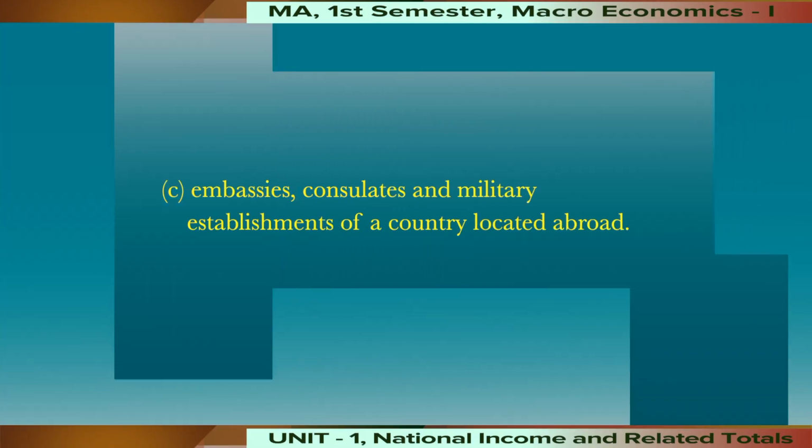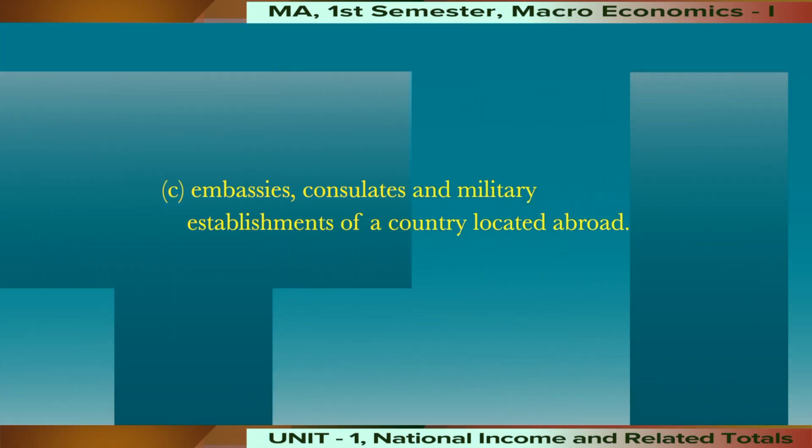Third, embassies, consulates, and military establishments of a country located abroad. For example, the Indian Embassy in Russia is a part of the domestic territory of India. A consulate is an office or building used by a consul, an officer commissioned by the government to reside in a foreign country to promote the interest of the country to which he belongs.